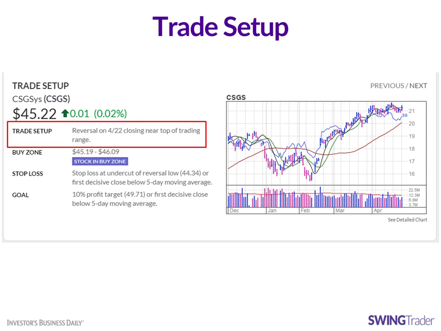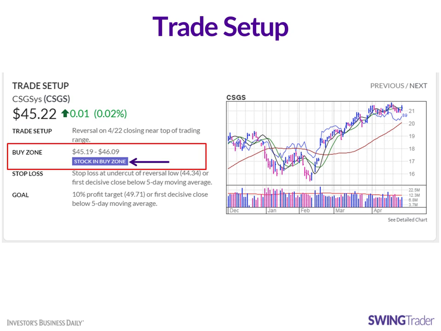So for each stock, you're going to see the name of the stock, its current price, and under trade setup, we're going to tell you, was this a breakout? Was it a reversal? What was the date that we put it on? Sometimes we're going to put something on ahead of time before a breakout. So we'll tell you, this is the date we put it on, and this is the day that it actually triggered the buy point.